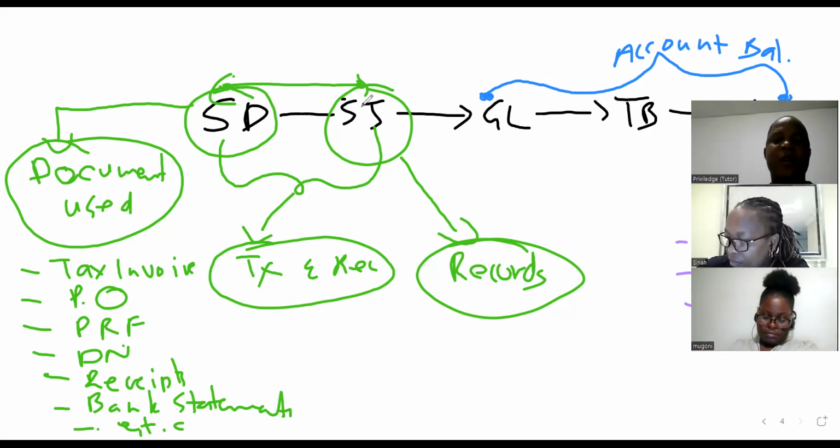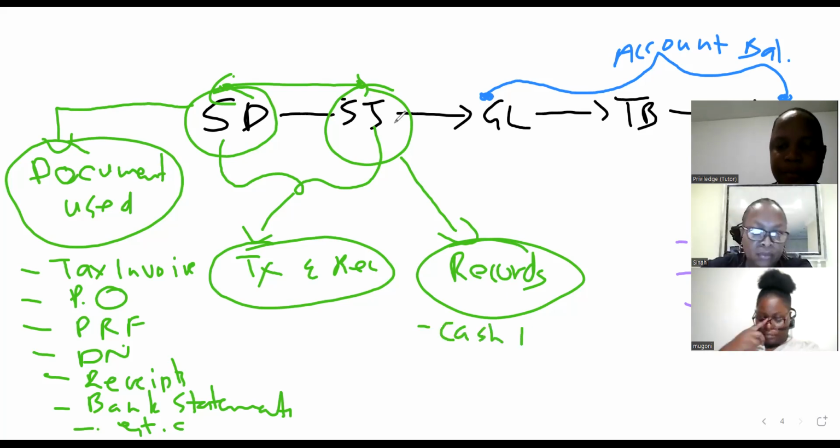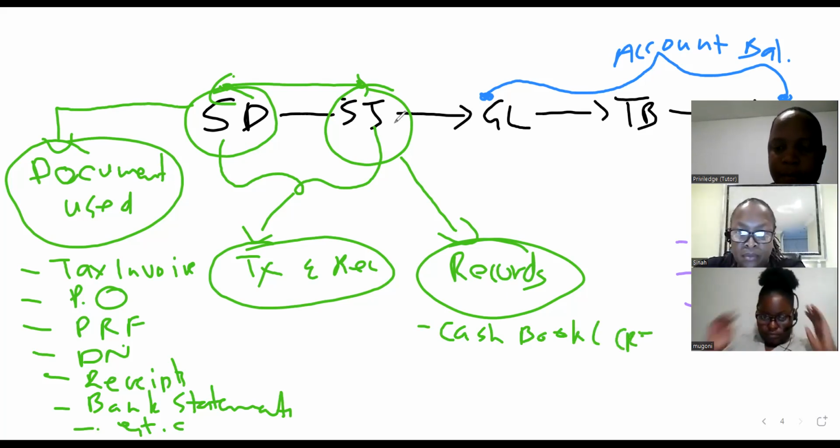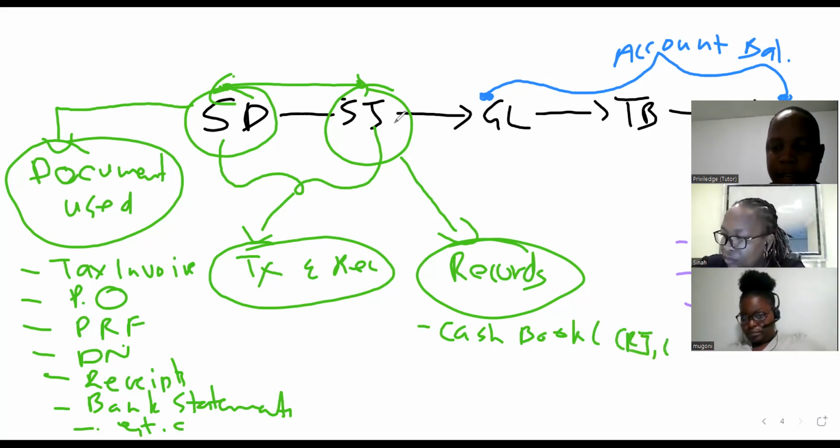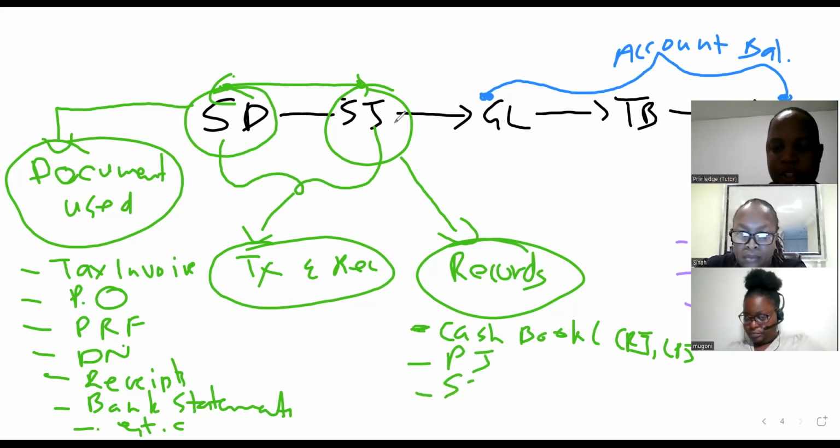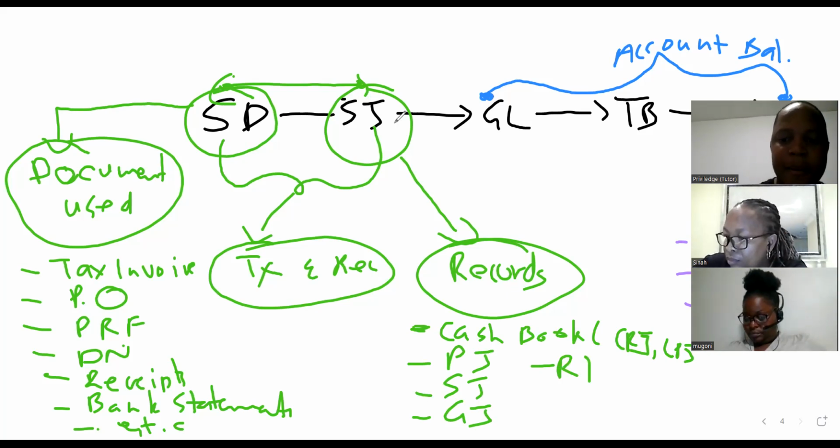Then obviously the records are subsidiary journals. You should have a bit of a background on this. That could refer to your cash book, which is made up of the cash receipts journal and the cash payment journal, right? But we've got other journals apart from that: there is a purchases journal, there is a sales journal, there is a general journal, there is a purchase returns journal.